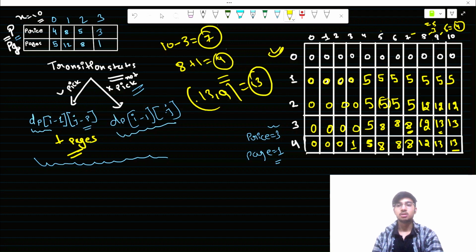So this is how you can fill your DP table by doing these transitions, right? Now, what will be the answer? The DP of n comma x will be the answer, right? So let's see the code. I hope you will get the intuition.